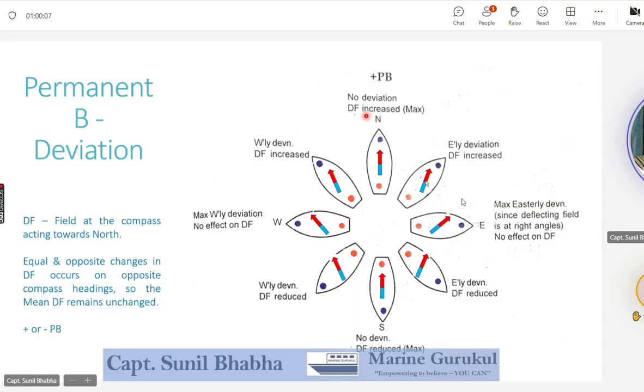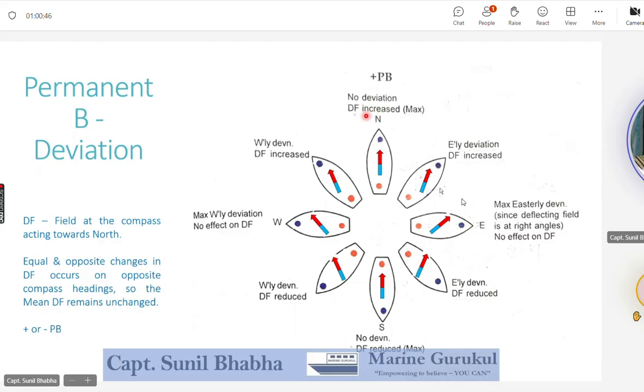And you can do a simple thing also to check whether DF is increasing or decreasing. At the center of the compass needle, draw a horizontal line and see whether the ship's blue pole is above it or below it. If it is above that horizontal line, that means it is matching with the blue pole of the Earth, the DF will always increase. And whenever the blue pole of the ship is below or southwards of that horizontal line, it will always reduce the directive force. Okay. Yeah.